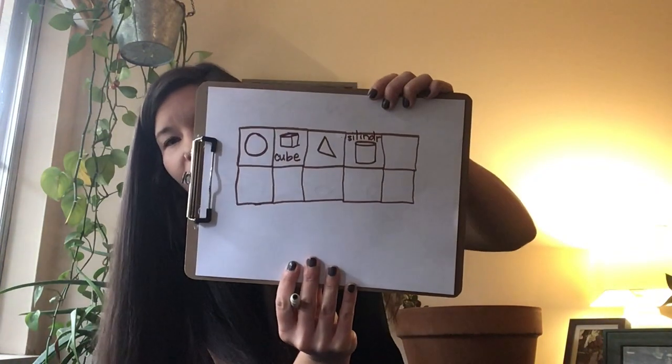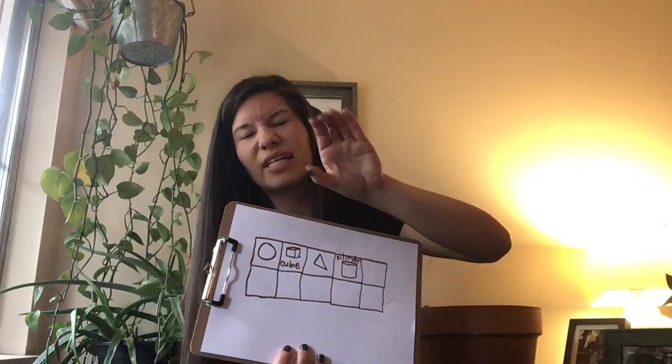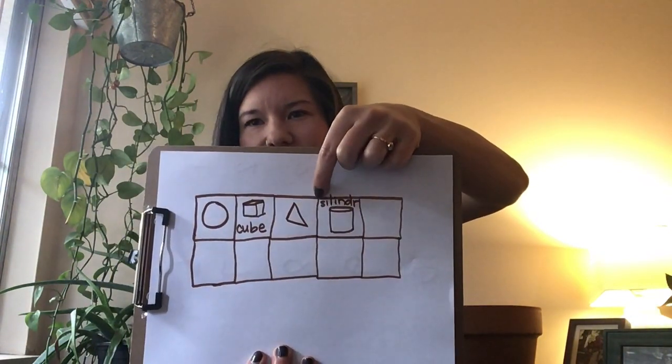Everybody, what shape is that? A cylinder. A cylinder has 2 faces, one on the top and one on the bottom, or if you're holding it this way, one on the side and one on the other side. I also sounded out cylinder. You can slide it with me.